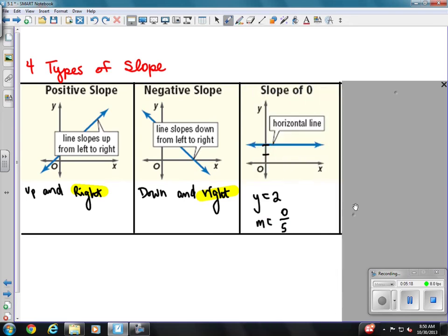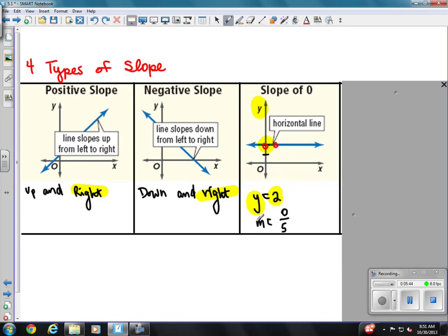Now our slope of 0 is a horizontal line, and it's for like if we get a line that says y equals 2, because it just has a y, so it's just going to go through your y-axis at 2, and then it's a horizontal line, because if you all remember from doing these with the table, your y value is always 2, so y is 2, y is 2.